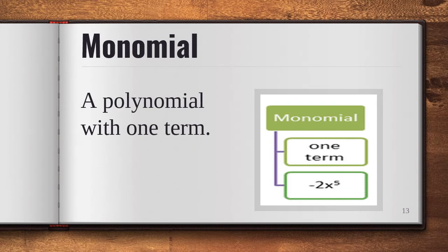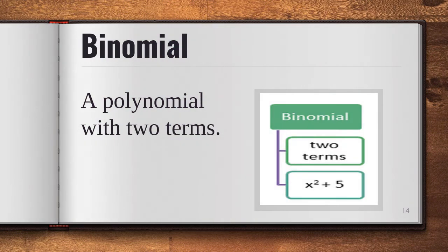So, in polynomials, we have monomial. When we say monomial, a polynomial with one term. So, example, we have negative 2x raised to 5. We have one term. Therefore, it is mono. Mono means one. Next, we have binomial. By the word itself, bi means 2. A polynomial with two terms. So example, we have x squared plus 5. So the first term is x squared, the second term is 5. So we have two terms. Again, binomial, a polynomial with two terms.